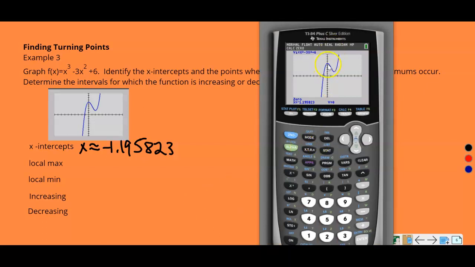But now we need a local maximum, which looks like it's going to be right there on the y-axis. So let's do second trace. The maximum is number 4, so we're going to do number 4. And we're going to do the same thing. We got to be left of the maximum. Hit enter. Go to the other side of it. Hit enter again. Hit enter one more time.